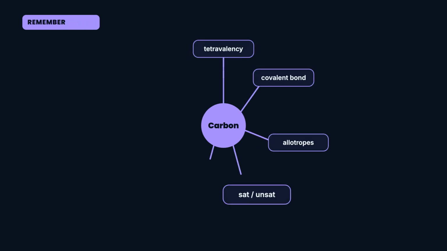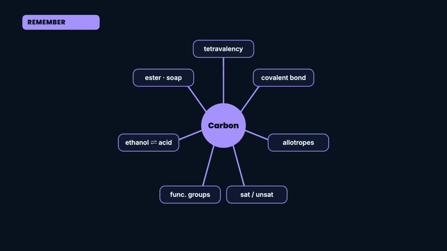60-second mind map. Tetravalency plus catenation. Covalent bond, shared pair. Saturated alkanes substitute. Unsaturated alkenes and alkynes add. Functional group decides chemistry. Ethanol oxidizes to ethanoic acid. Acid plus alcohol gives ester. Fat plus alkali gives soap. Diamond hard, graphite soft, fullerene a ball.